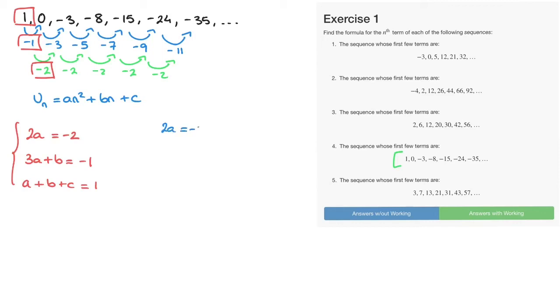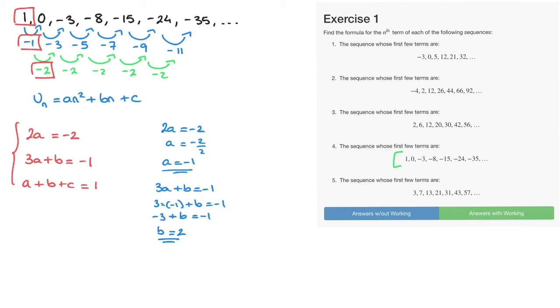We start with the top one. 2a equals -2, so a will equal -2 over 2. That's a is equal to -1. We now move on to the second equation. 3a plus b equals -1. Since a is equal to -1, that leads to 3 times -1 plus b equals -1. That's -3 plus b equals -1. Adding 3 to each side leads to b equals -1 plus 3, which is 2.